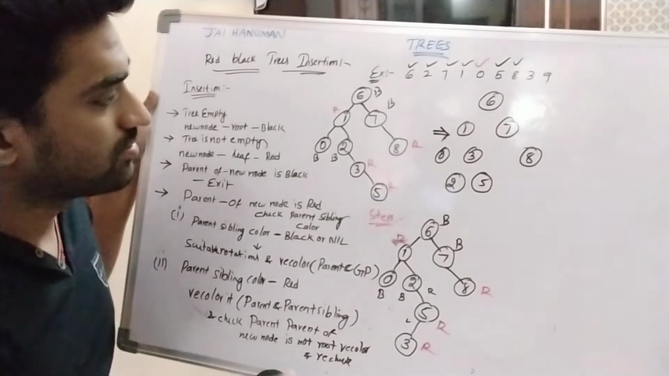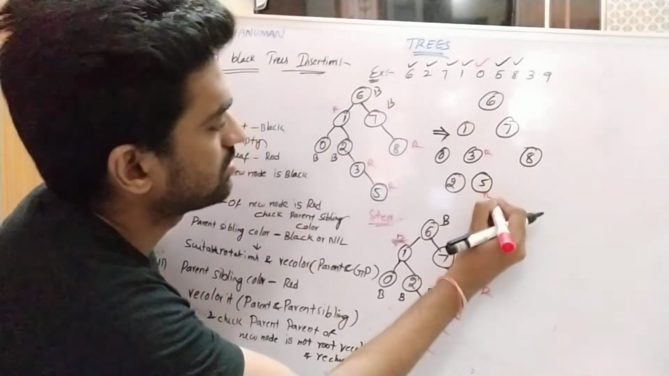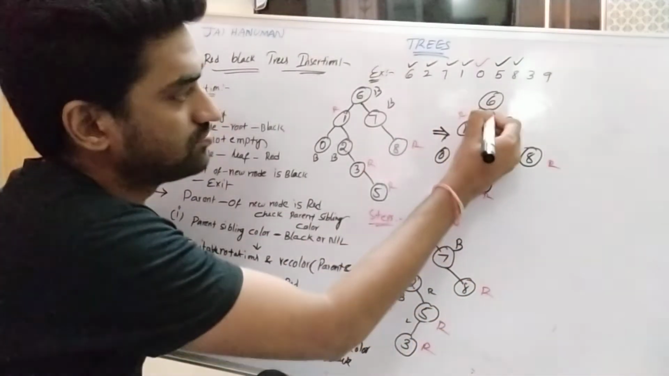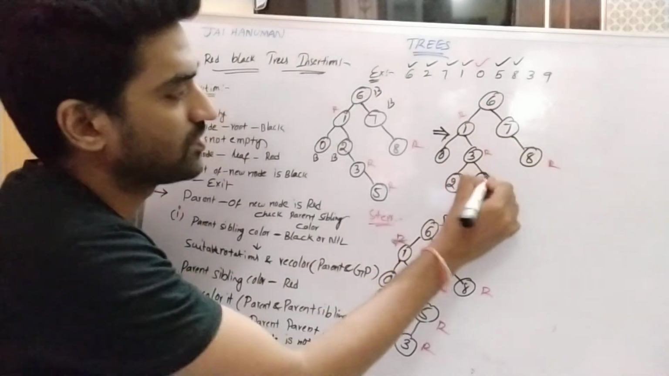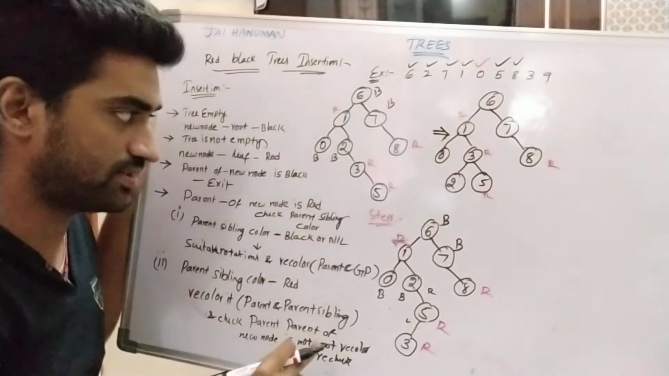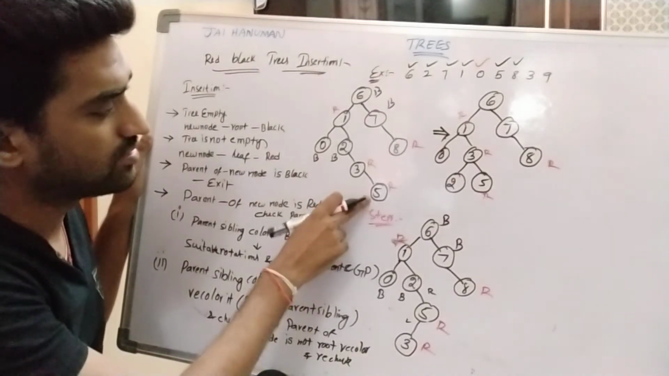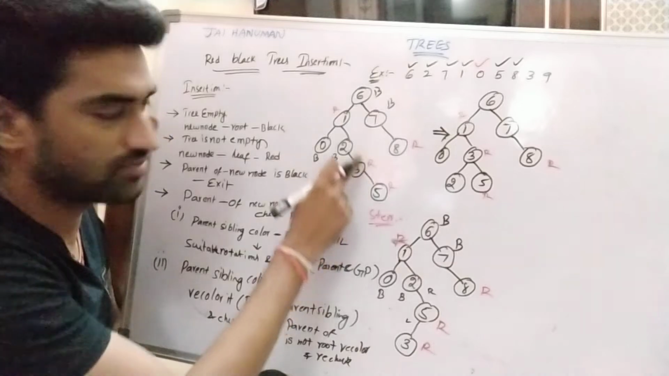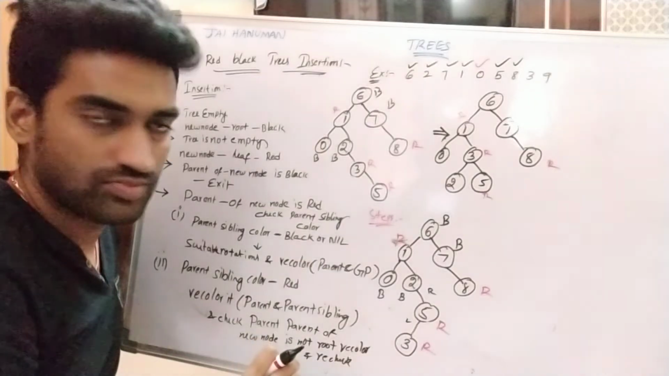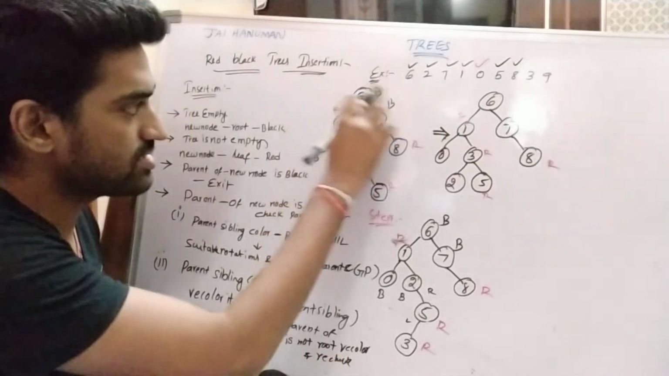So here 3 and 5 are red. Here the rotation has been completed, and now we recolor the parent and grandparent. So here this is the resultant tree, right? What is the parent? 3, and the grandparent is 2. Right? So here we can recolor 3 as well as 2.